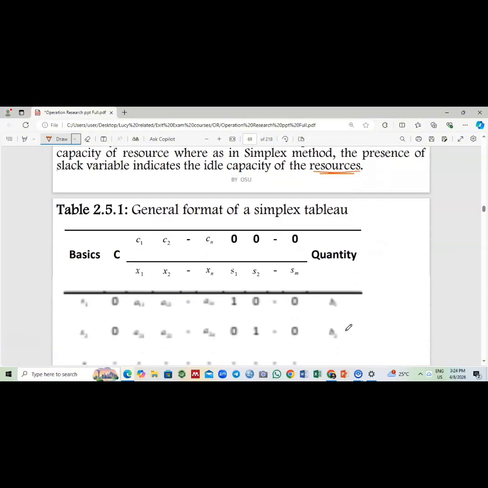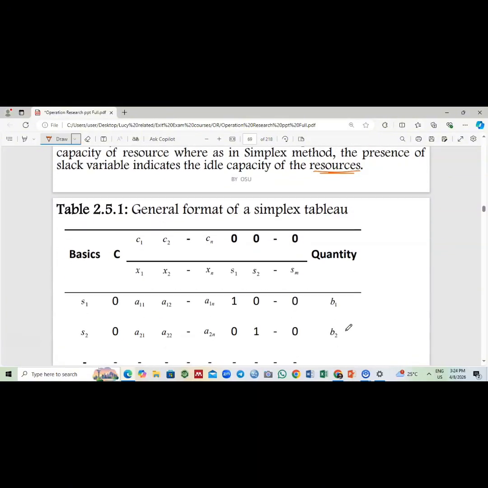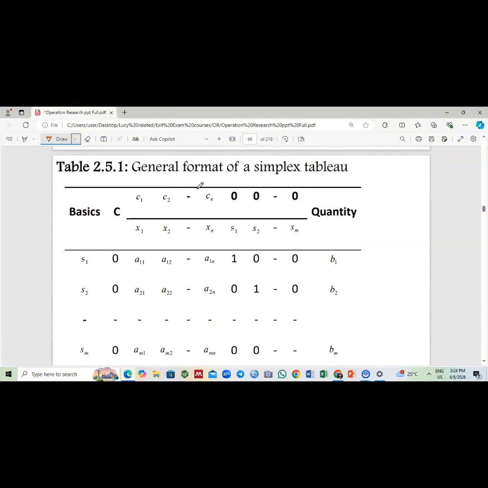Like basic variables, like C1, C2 up to Cn, and 0. These S1, S2 are slack variables. Slack variable, maybe surplus or slack, is added. But in the case of linear programming this does not exist. So the general format is written in this way. This is called a simplex table or table.